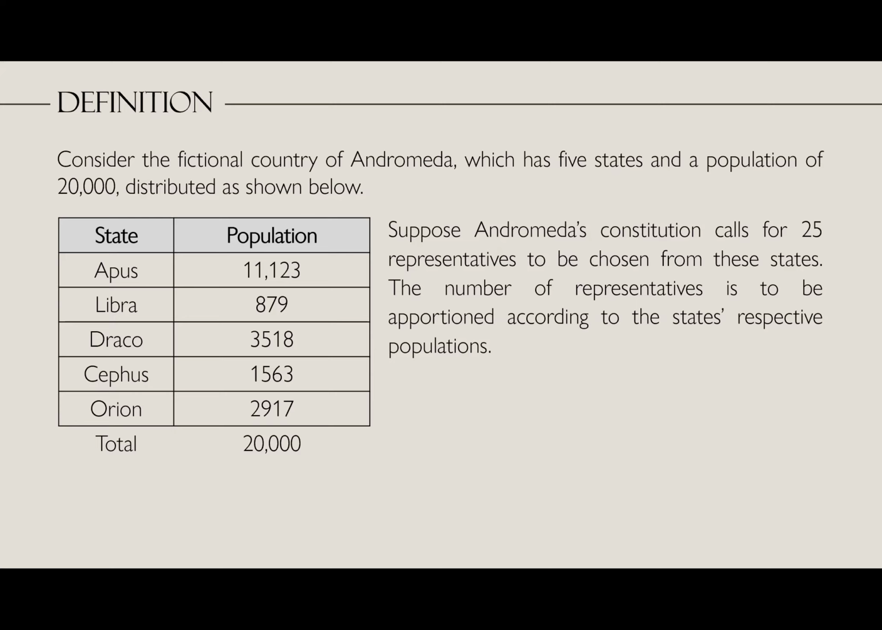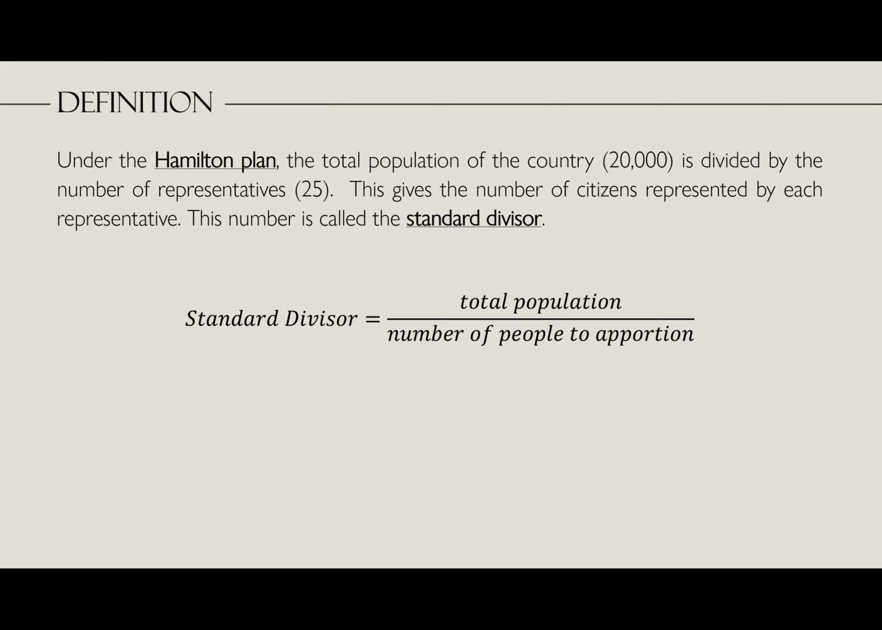So, going forward with the Hamilton plan. If we discuss the Hamilton plan, we have a couple of steps to discuss. The first step of the Hamilton plan says, take the total population and divide it by the number of representatives. We actually call this the standard divisor. So if we're talking about our country, we have 20,000 people, and we wanted 25 representatives. Therefore, we're going to take 20,000 divided by 25. I'm going to show that on screen in just a moment.